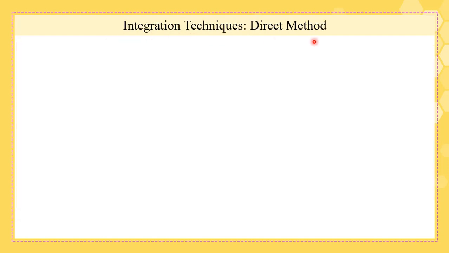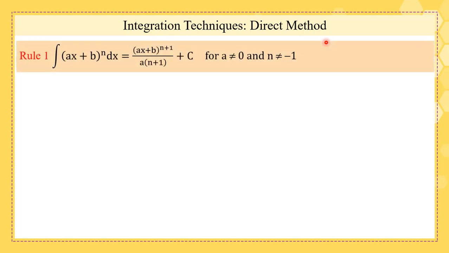Integration technique, direct method. Rule 1. The integral of (ax plus b) to the power n dx equals (ax plus b) to the power n plus 1, over a times (n plus 1), plus c. We apply this rule when we have an integral of the same form. Example 2. Integrate: the integral of (2x plus 1) to the power 3 dx.